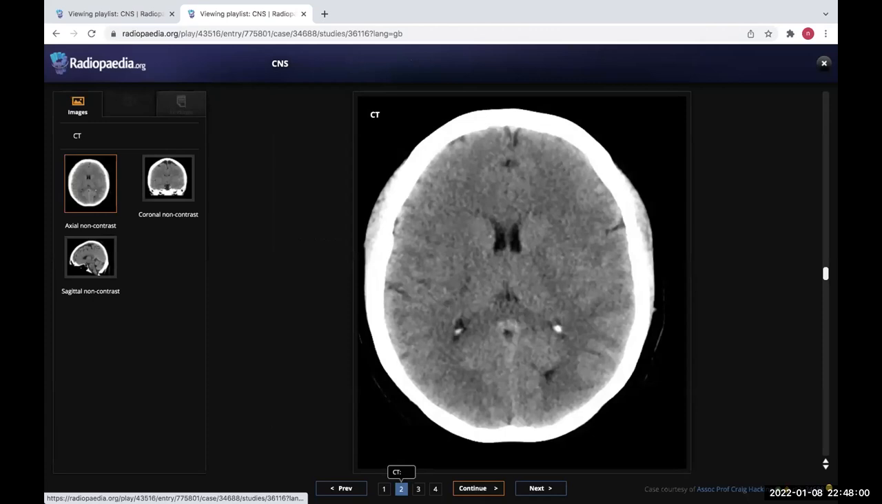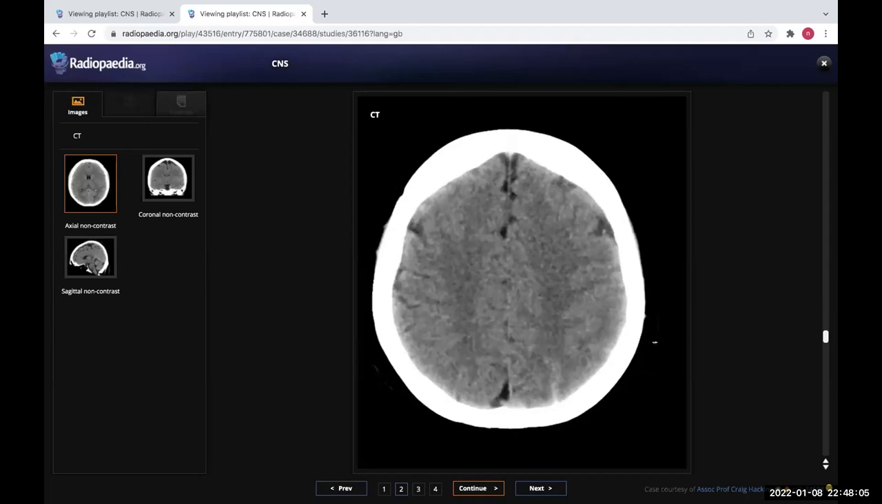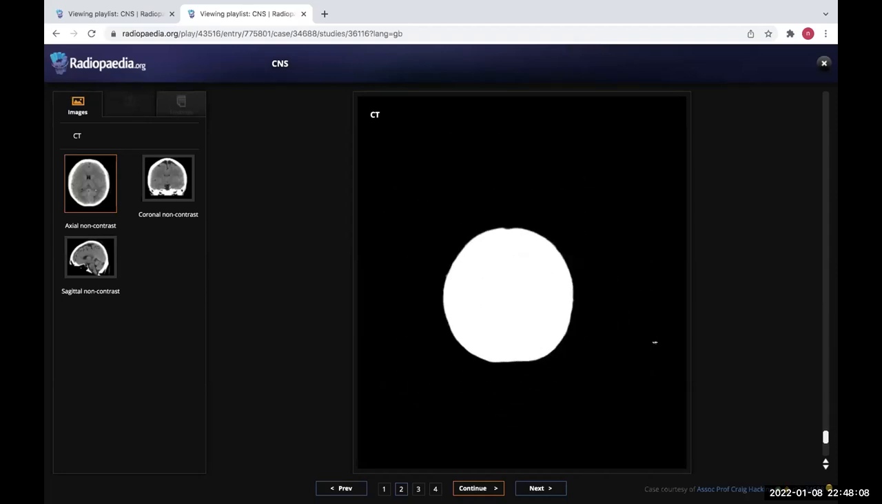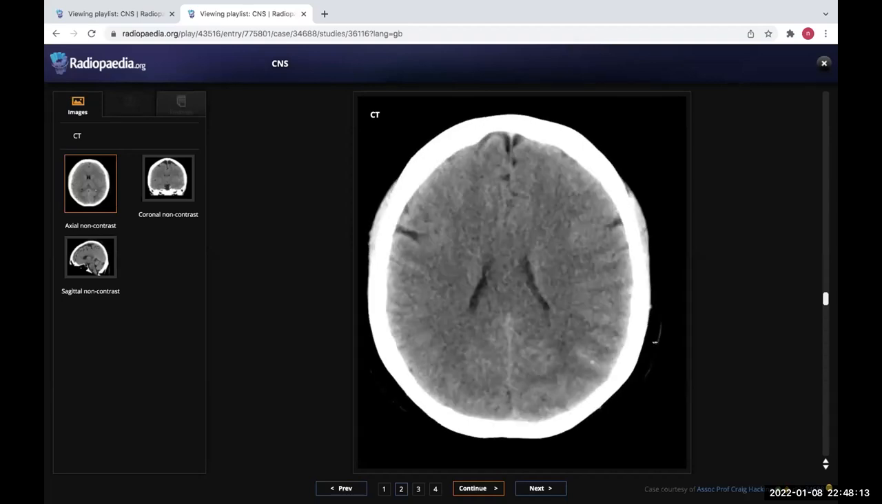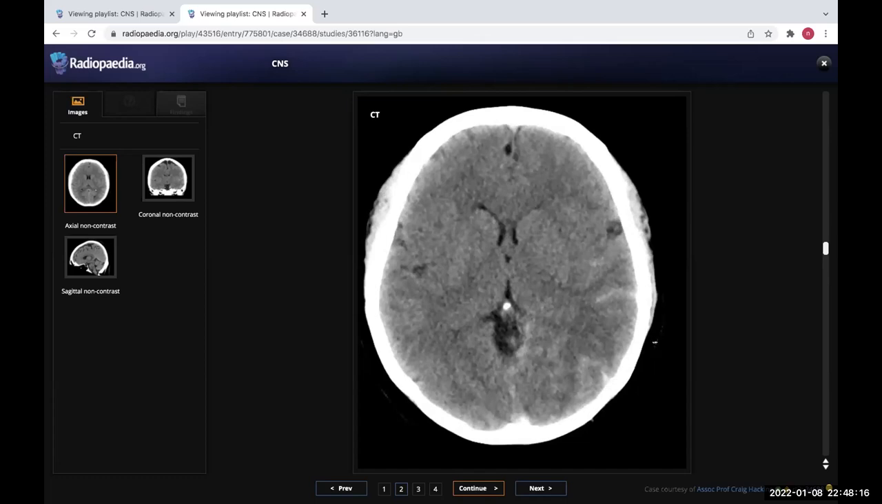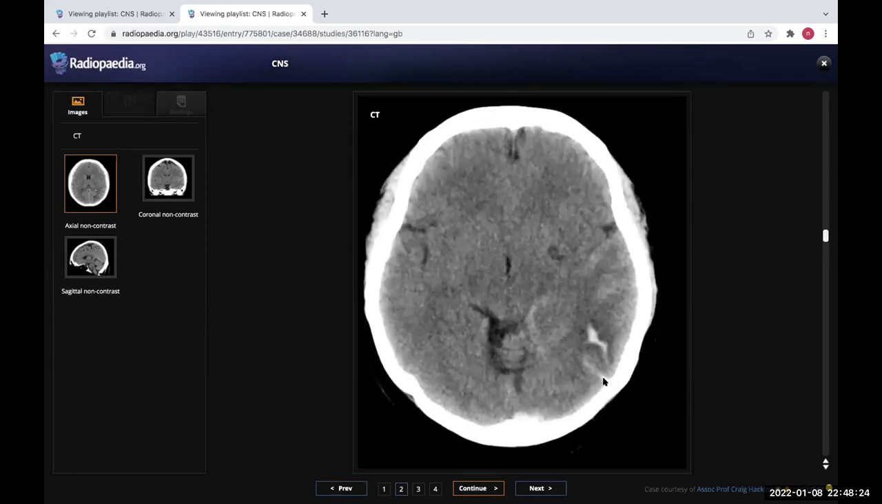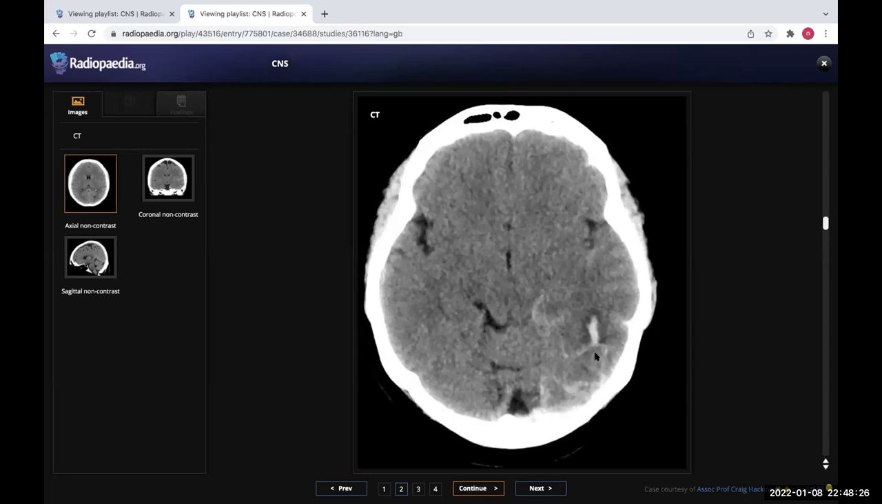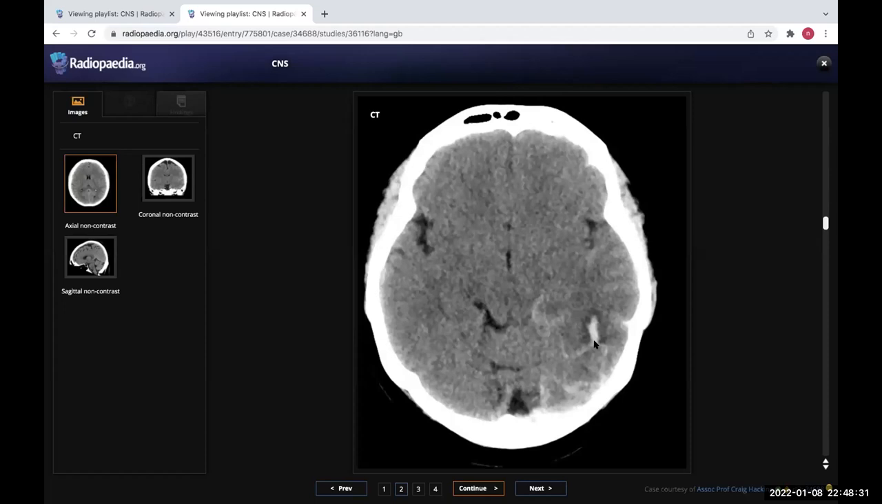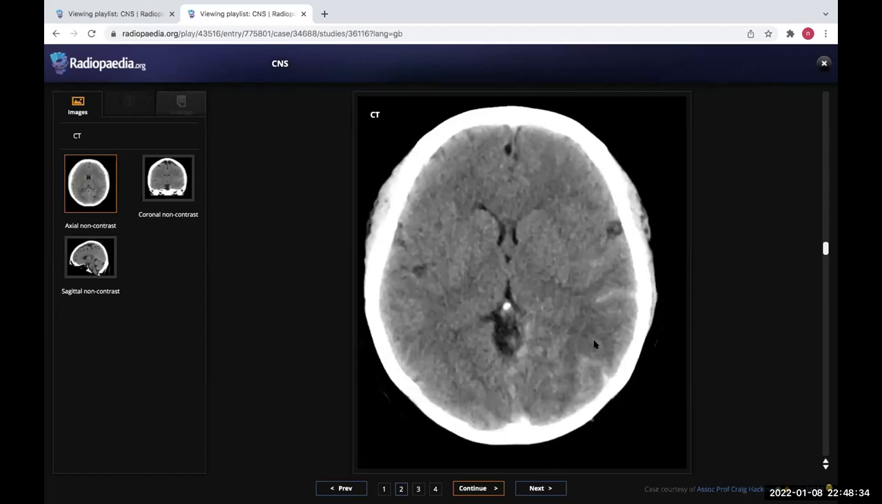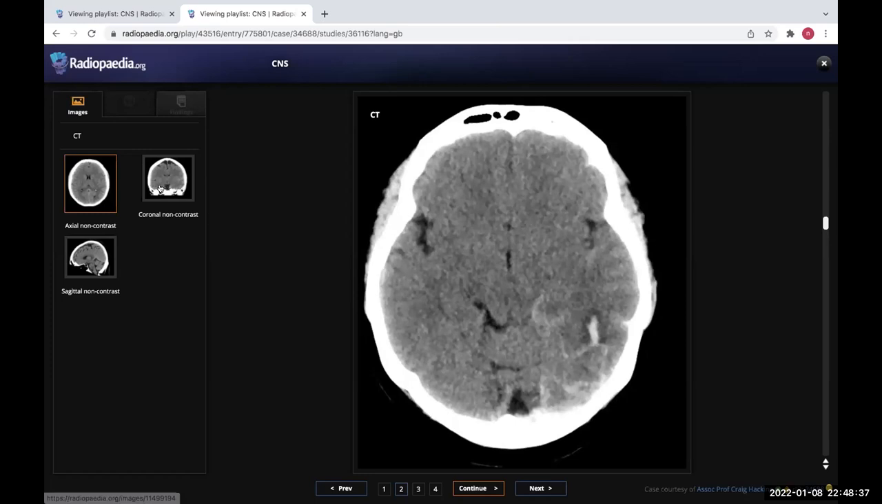Okay. So this was a patient with sudden headache. I'm scrolling it. So I'm starting with the axial non-contrast CT images. I'm going craniocaudally. As I go down, I can see that there are hyperdensities in the sulci. And I can also see a hyperdense area in the left parieto-occipital region surrounded by a hypodense area.